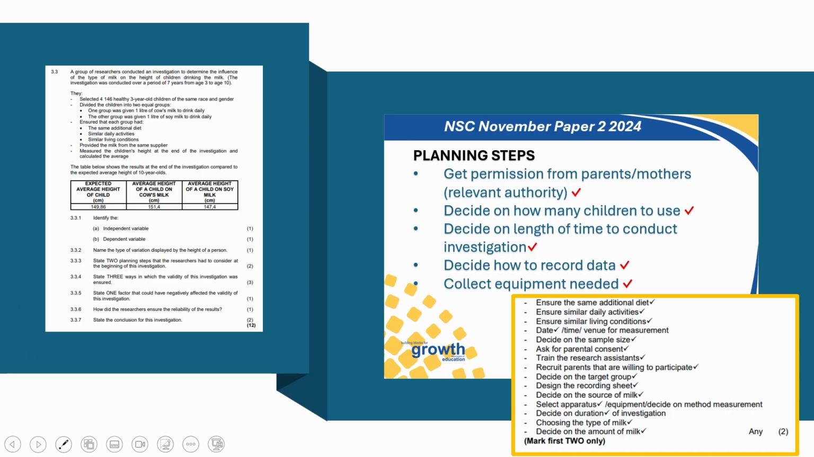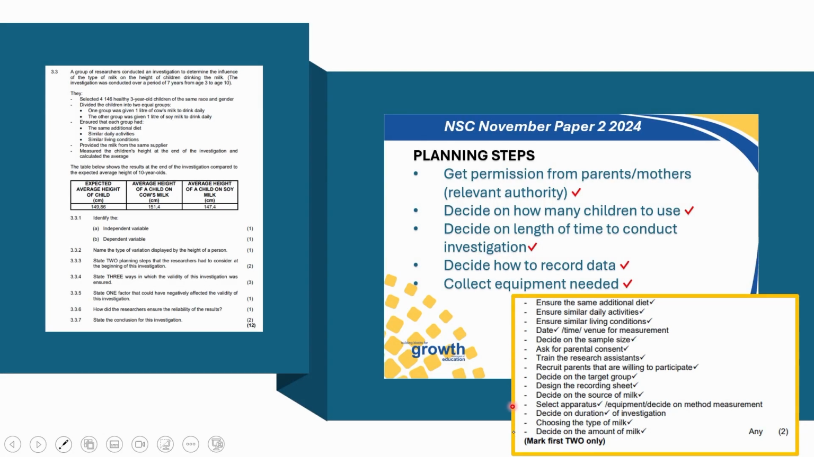Now, I've only given you 5 planning steps, but there are many more planning steps that need to be taken. So you will have noticed that I've only given you 5 planning steps in this investigation, but there are many, many more planning steps that were taken to prepare for this investigation. If you look at the memo for the November paper 2, 2024 paper, you will see that they listed a long list of planning steps that were accepted. So there are many more planning steps, but we are going to concentrate on the 5 most important steps.